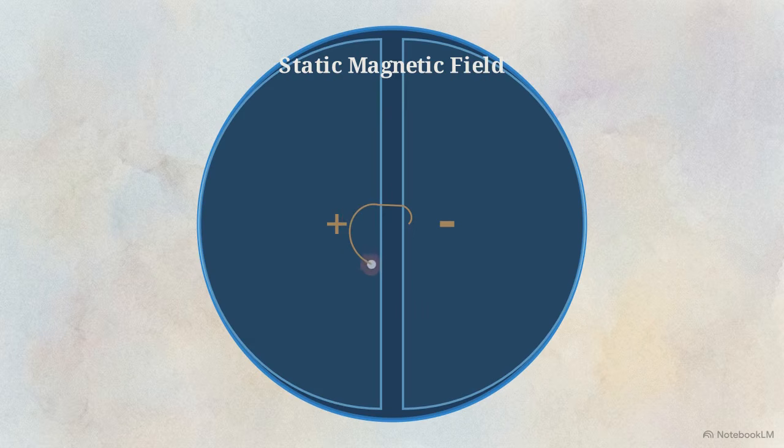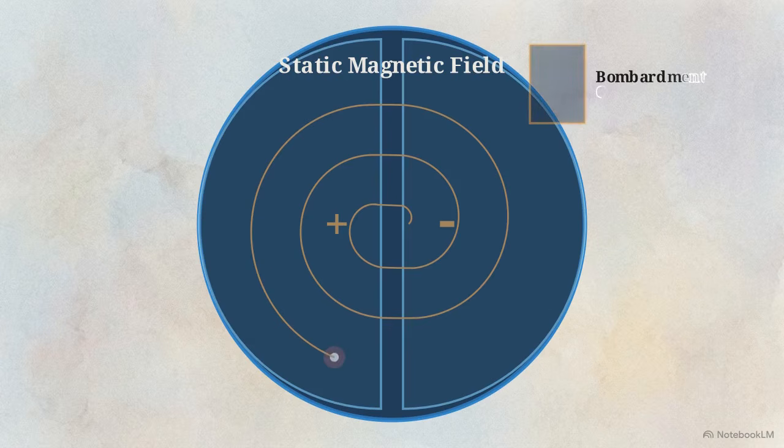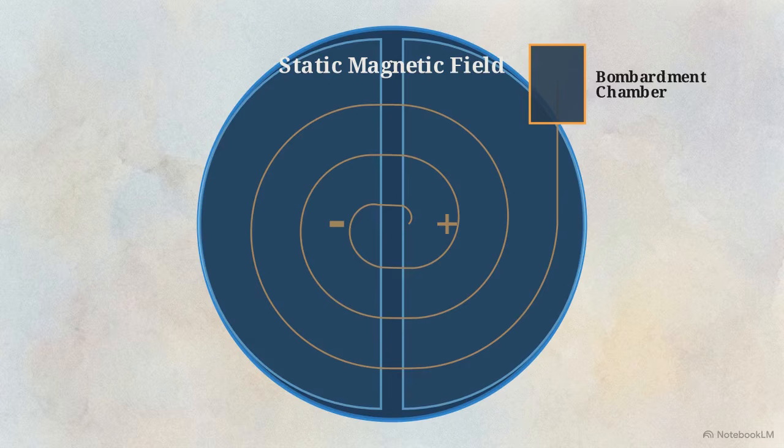At the same time, a massive static magnetic field is applied perpendicular to the plane of the Ds. This magnetic field forces the accelerating particle outward. Instead of a straight line, its back-and-forth path converts into a continuously widening spiral. Eventually, the accelerating particle reaches the outer edge of the Ds and shoots tangentially into a peripheral bombardment chamber.